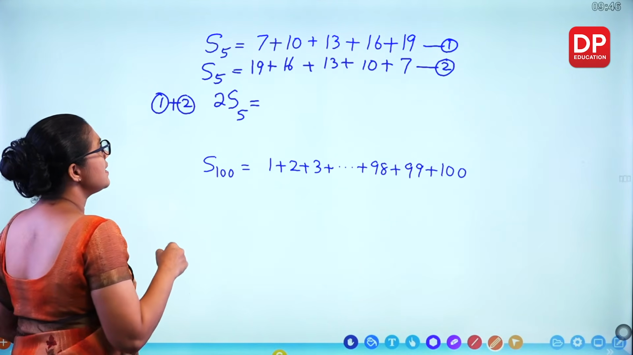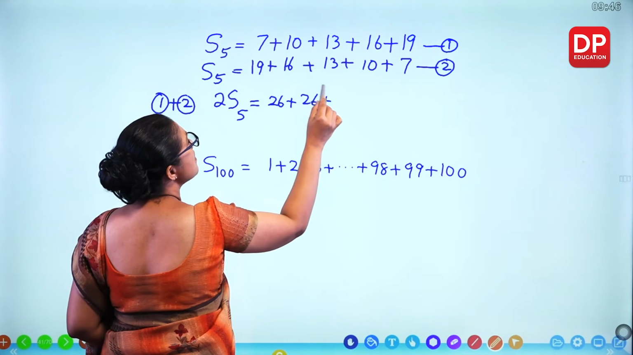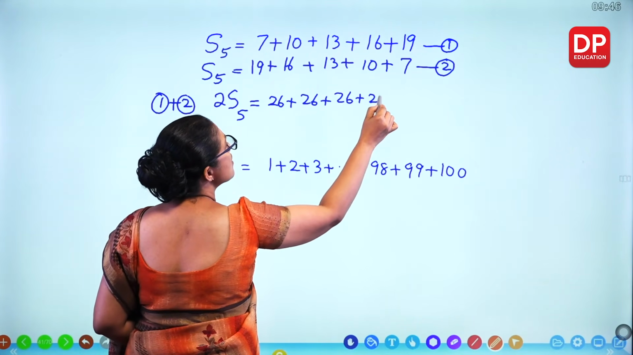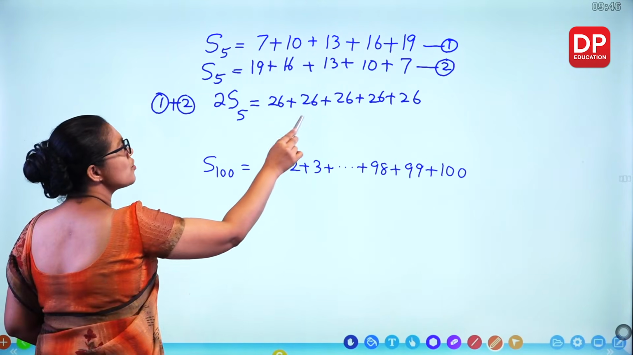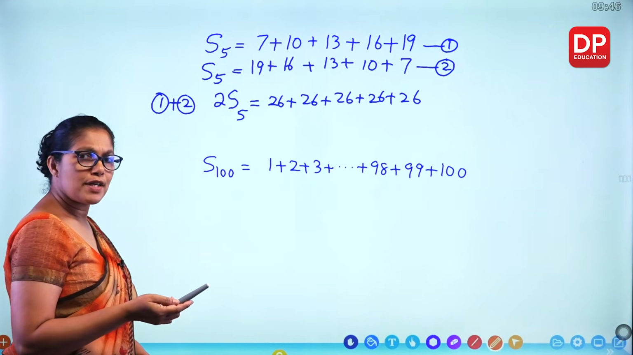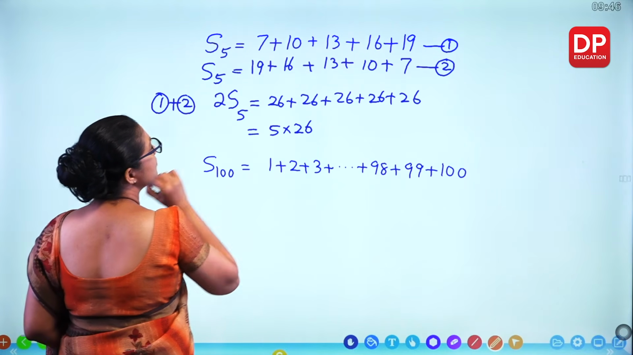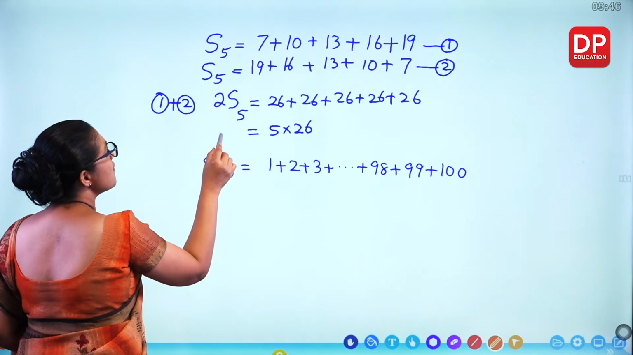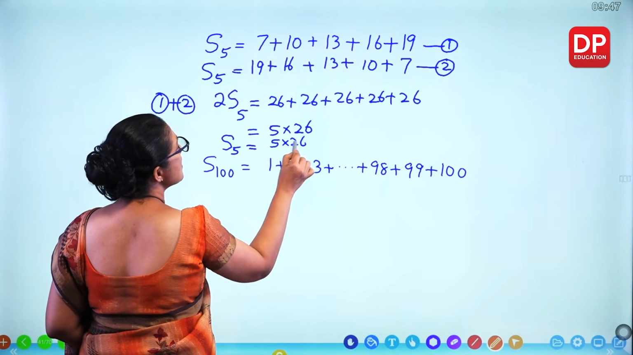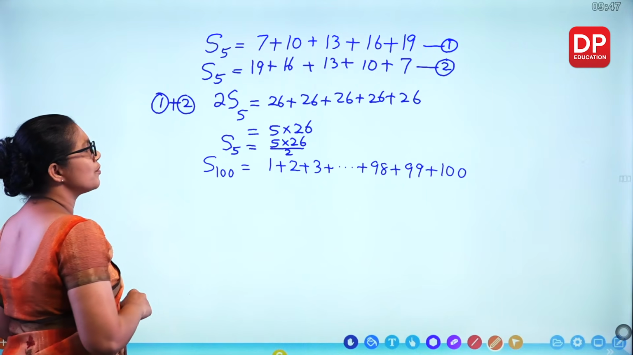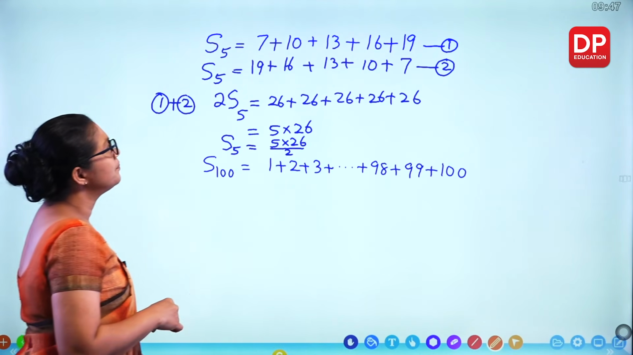7 plus 19, 26. 10 plus 16, 26. 13 plus 6, 26. All these you are getting 26. How many times are you getting it? 1, 2, 3, 4, 5. If there are 5 terms, you get 5 times 26. So what is S5? We can find an expression: 5 times 26 divided by 2.